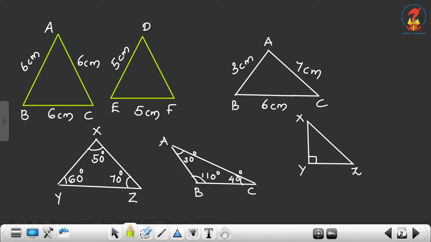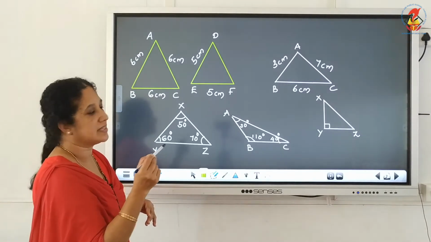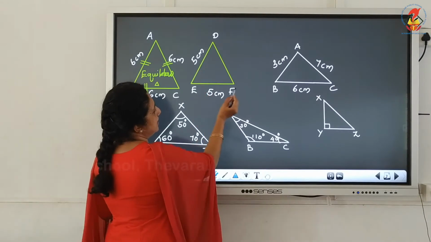Now here you can see triangle ABC and all the three sides are of same measure. AB equal to BC equal to CA, which is equal to 6 centimeter. So what is the name of this type of triangle? Triangle ABC, we can name it as equilateral triangle. So all the three sides are of same measure. Equilateral triangle.